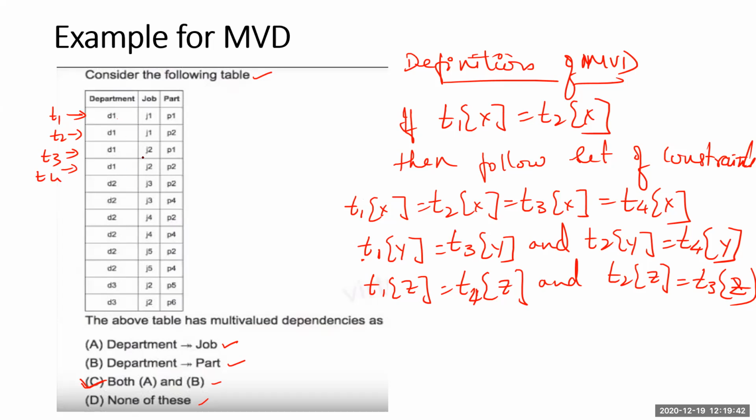Actually, as I've told you, you can find out whether it is multivalued without writing a condition. But if it is a theory exam, then you have marks for this, so you have to write these constraints and show that the T1, T2, T3, T4 tuples are there. Now, the first condition is proved. What is my second? T1 of Y, this is X, Y, Z. T1 of Y should be equal to T3 of Y. Is that equal? No.